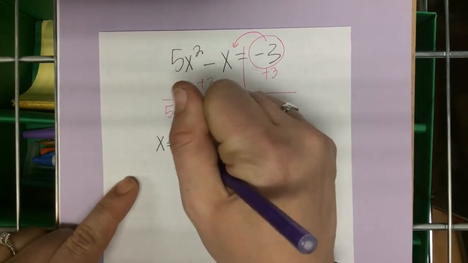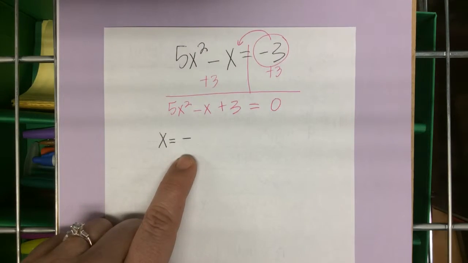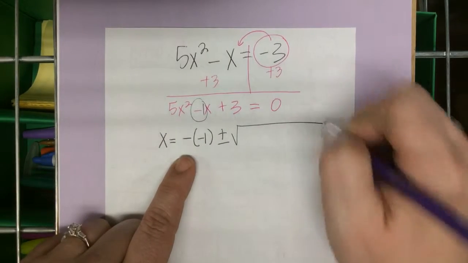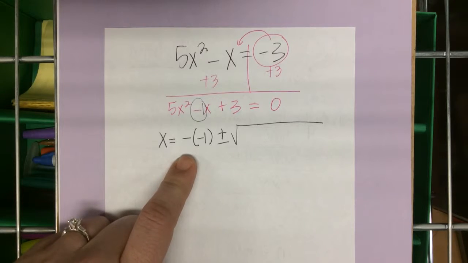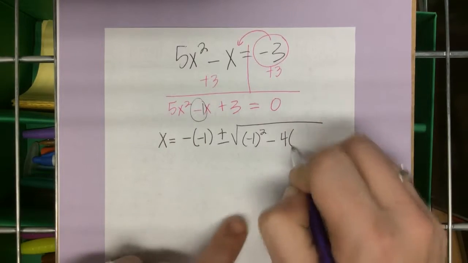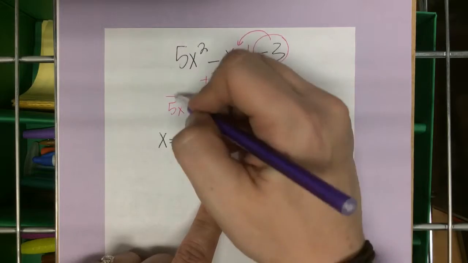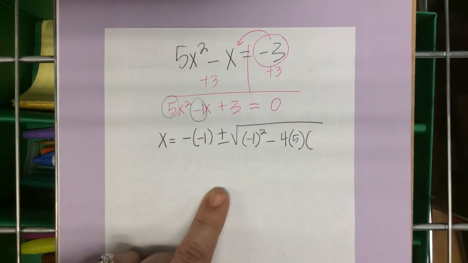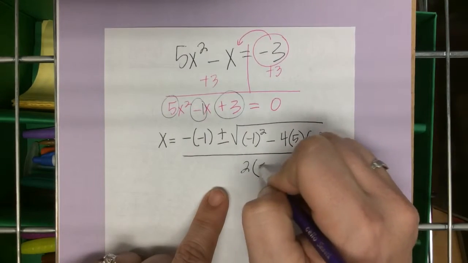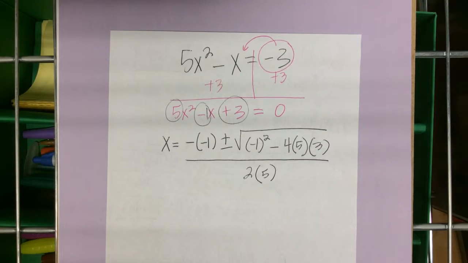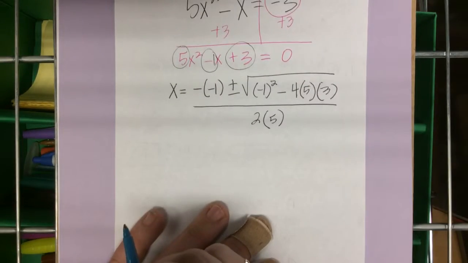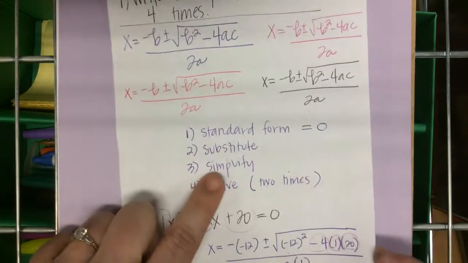X equals negative, what's my b value? Negative 1. Plus or minus the square root. B, negative 1 squared, minus 4 times, what's my A? 5. Times, what's my C? 3. All of that over 2 times 5, 2A. X equals negative B plus or minus square root of B squared minus 4AC, all over 2A. Third step is simplify.